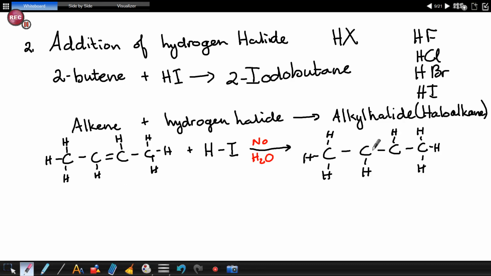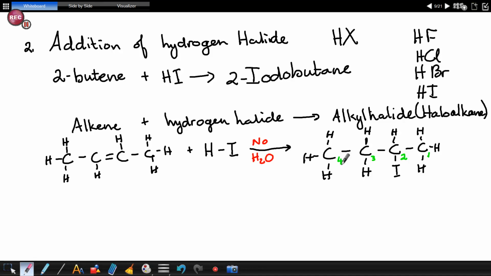Okay? So the second carbon needs another bond. I can put the hydrogen on there, but I can also put the iodine on there. Doesn't matter. And this carbon needs another bond. If I choose to put the hydrogen on that carbon, then I must put the iodine on the second carbon. And I would number these carbons from this side if I place the iodine on that carbon, so that it would be 2-iodobutane.